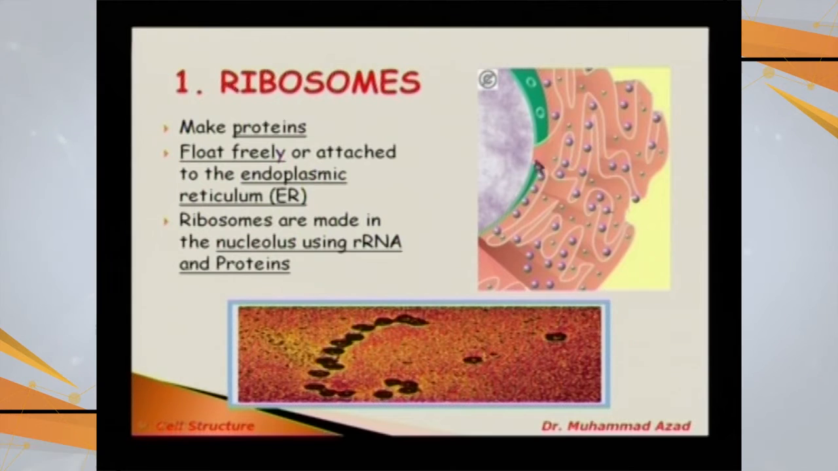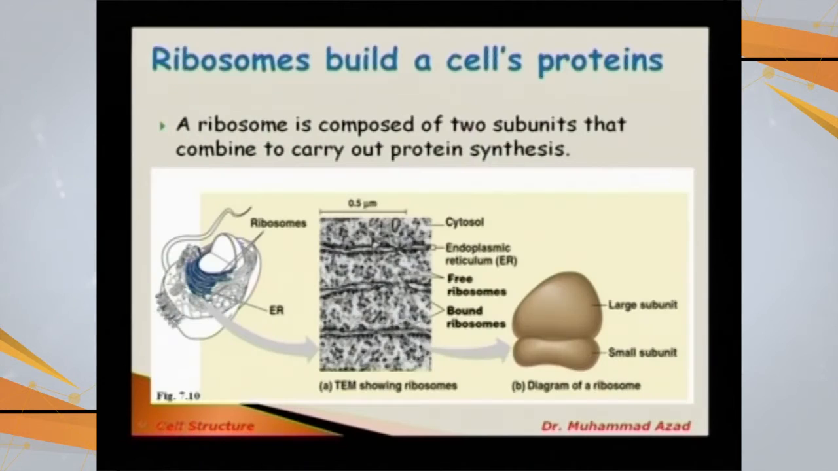Some of these are found freely, but most are attached to the endoplasmic reticulum. That is why this endoplasmic reticulum is called rough endoplasmic reticulum. These are the free ribosomes, and these are the ribosomes attached on the rough endoplasmic reticulum. Where are they manufactured? They are manufactured within the nucleolus, and are made up of 50% protein and 50% ribosomal RNA, so they are also called ribonucleoprotein particles.